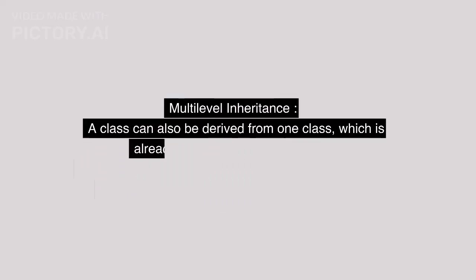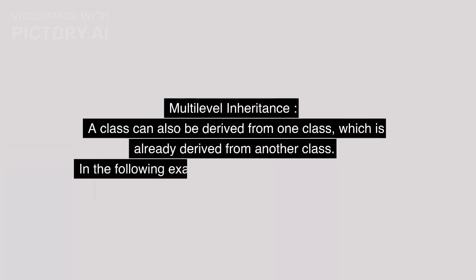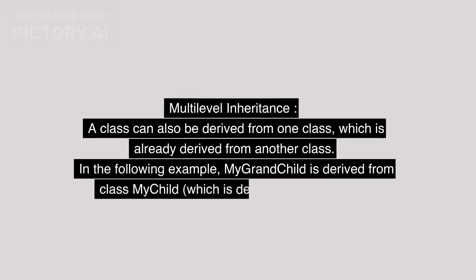Multilevel inheritance. A class can also be derived from one class, which is already derived from another class. In the following example, MyGrandChild is derived from class MyChild, which is derived from MyClass.